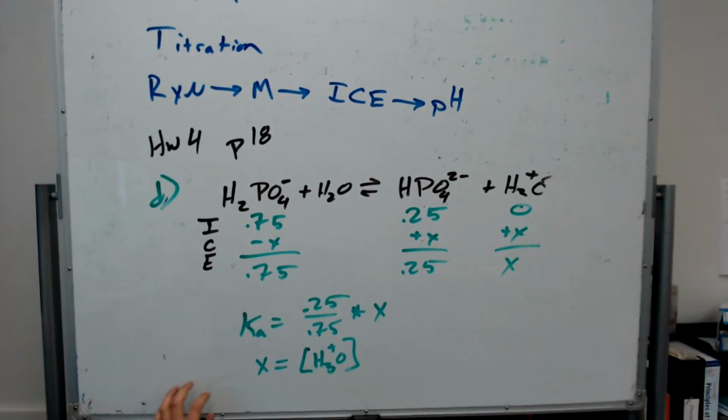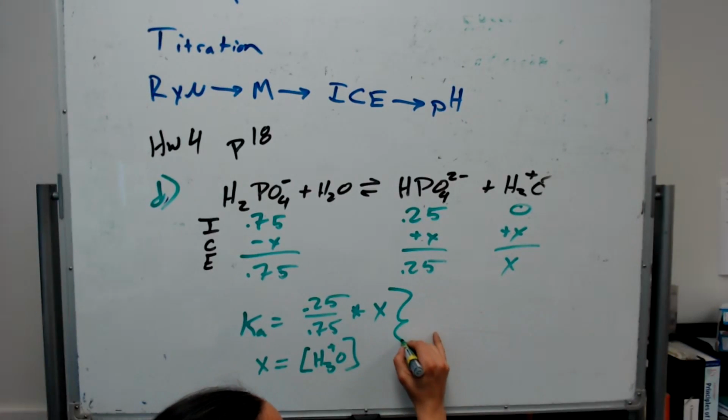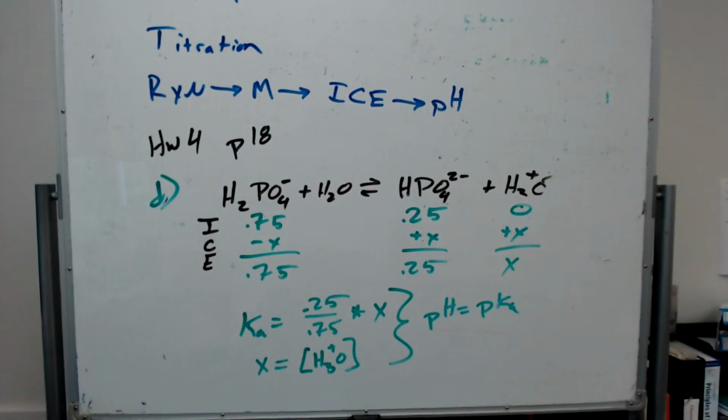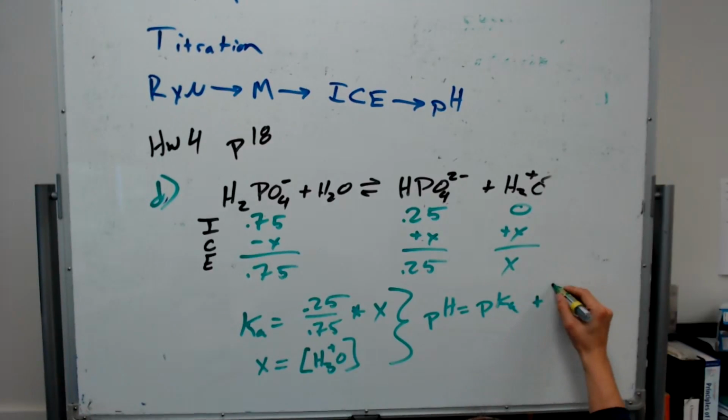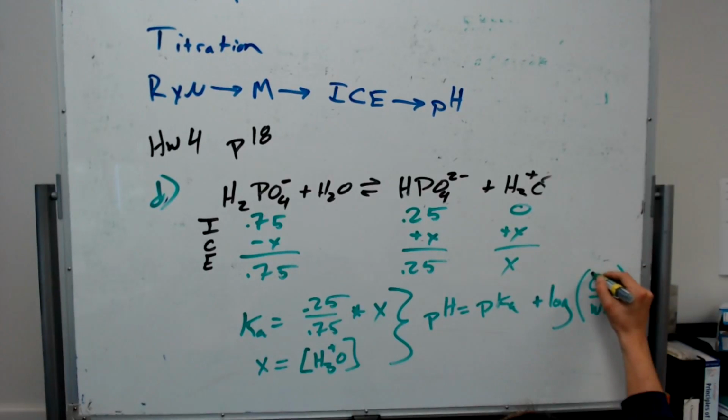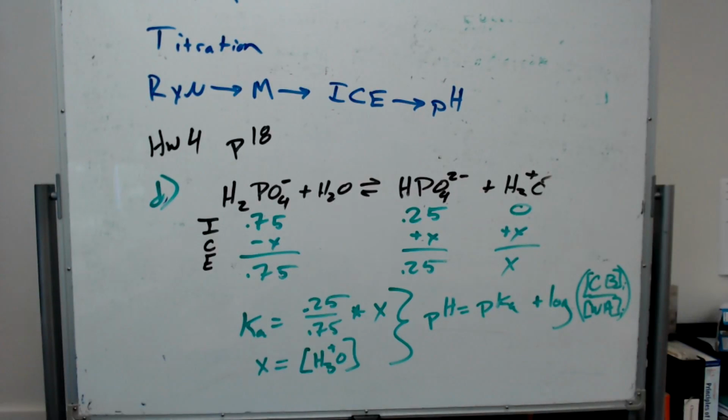So if I take the negative log of both sides, I can eventually get to this equation. Let's make sure I don't mess it up. The negative log of that, add it over. That's the Henderson-Hasselbalch equation. You take the negative log of both sides: negative log of Ka gives you pKa, negative log of x gives you pH, and the negative log of the ratio is the negative log of the ratio. I add it to the other side. So I get pH equals pKa plus log of conjugate base over weak acid.